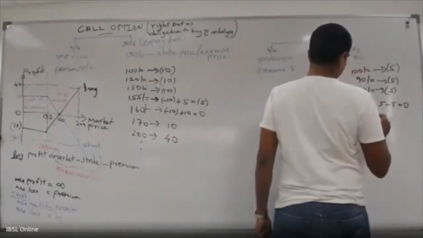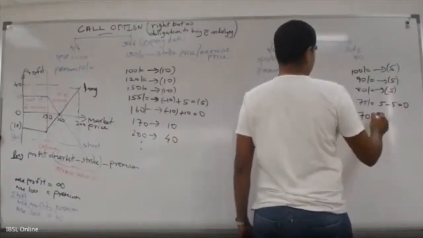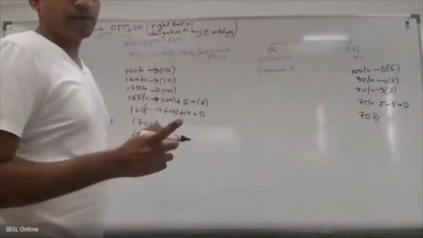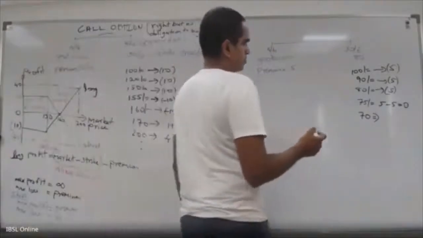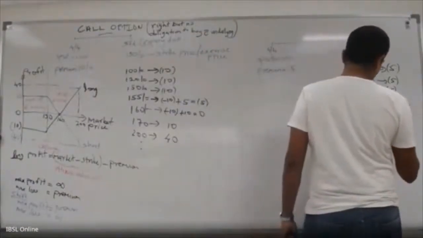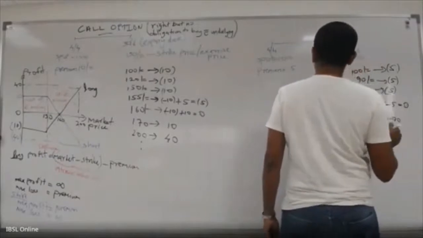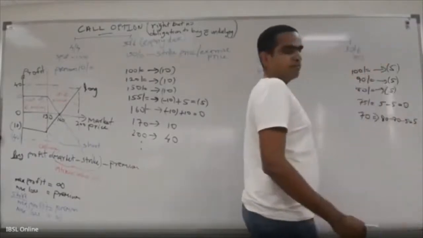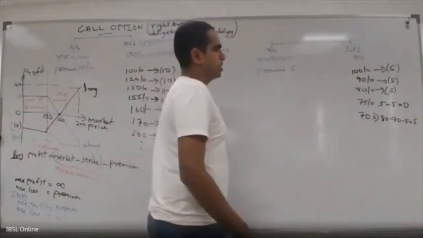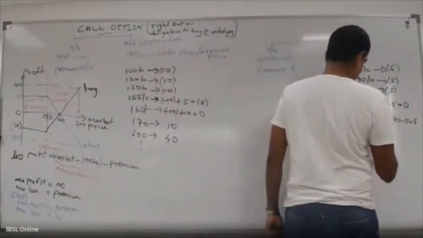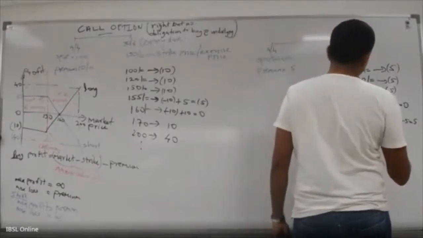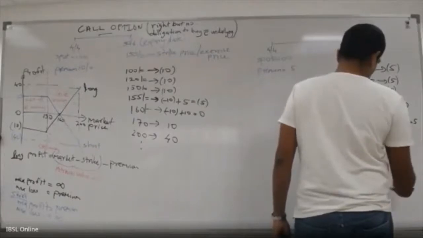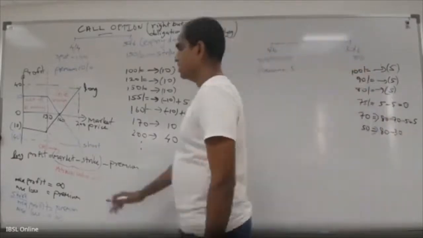Then at 70, again you will sell to me. I will buy mangoes from you at 80, so you have a 10 rupee benefit. But you have paid me a premium of 5, so you make a profit of 5. Then at 50, you sell it to me at 80. You will make a profit out of that of 30, 80 minus 50 basically.